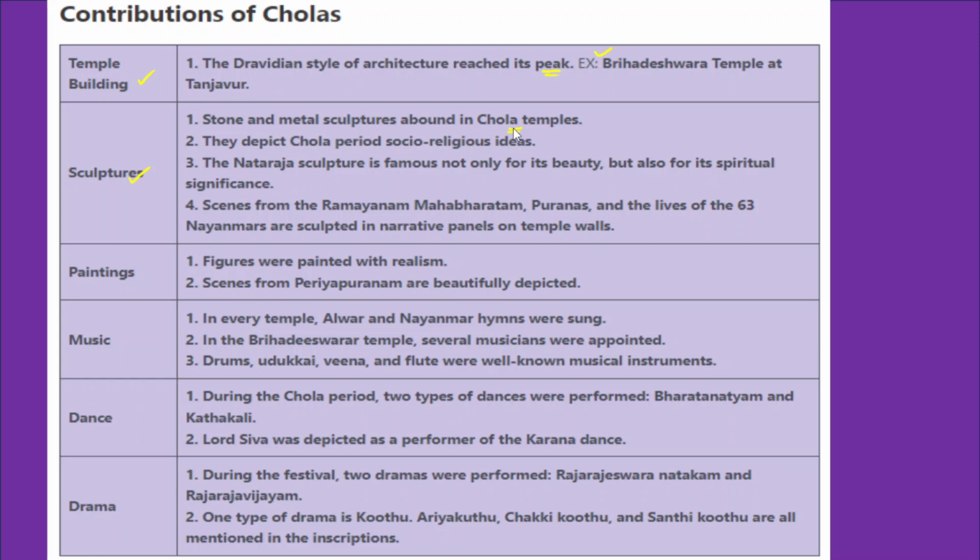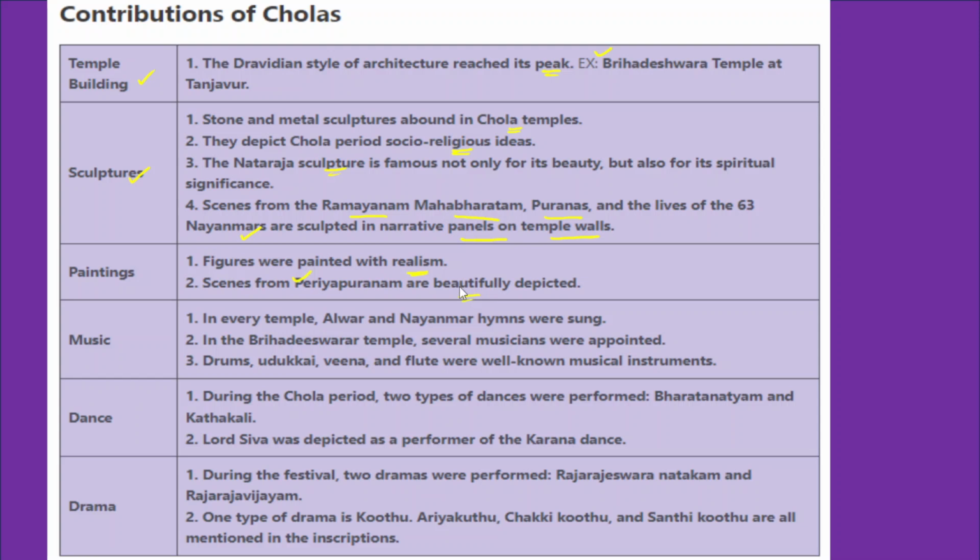These sculptures essentially revolve around the socio-religious ideas of the Chola period. The Nataraja bronze sculpture was very famous for its beauty and its spiritual significance. In fact, scenes from the Ramayana, Mahabharata, Puranas and the lives of the 63 Nayanmars were sculpted in narrative panels on temple walls. If you look at the Chola paintings, they were realistic in nature, and scenes from the Periya Puranam are beautifully depicted as paintings.